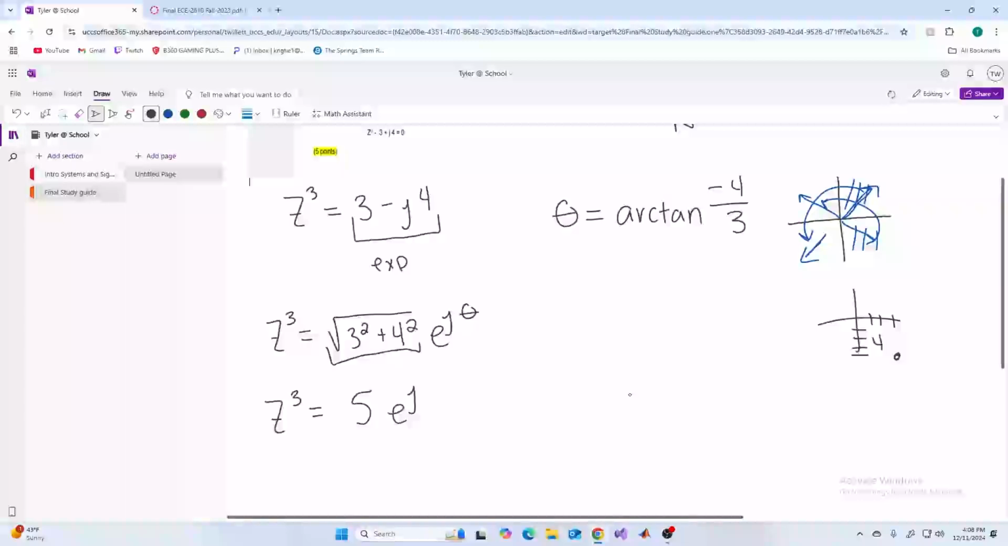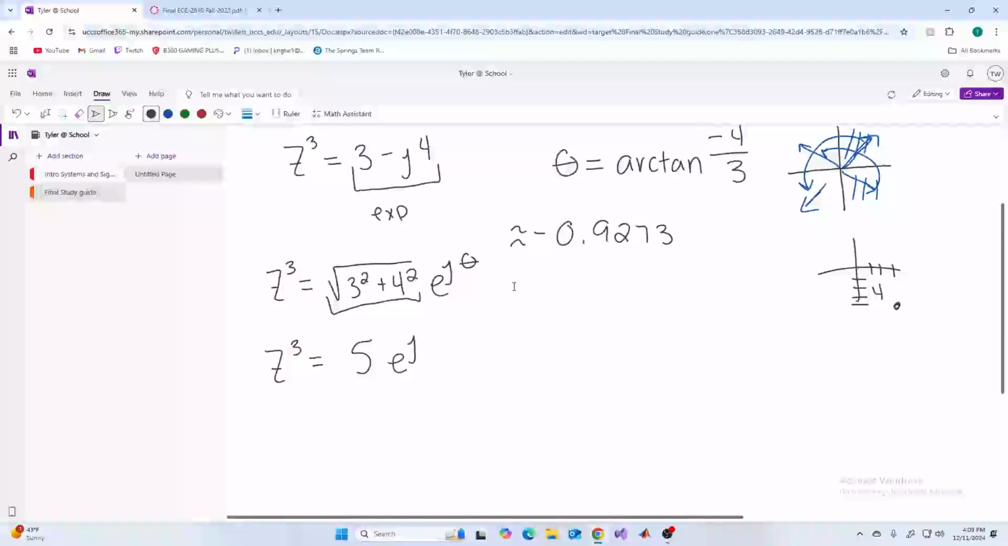So we're going to do arctangent. I'm going to put it in my calculator: arctangent of negative 4 divided by 3. I need to round that, and I get negative 0.9273, roughly. So my equation will be z cubed equals 5e to the j negative 0.9273. Now I need to get z by itself.